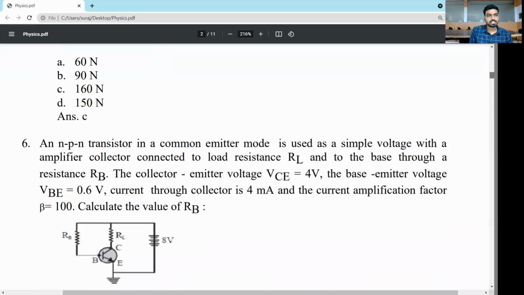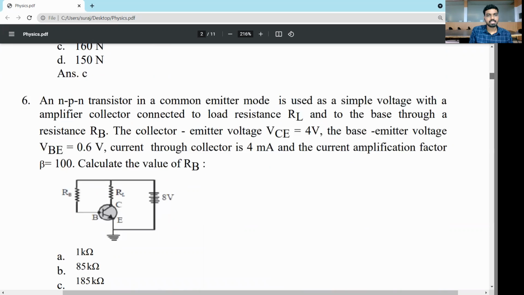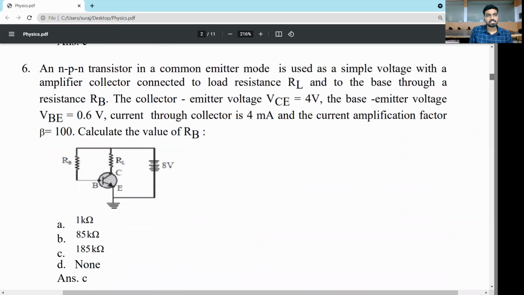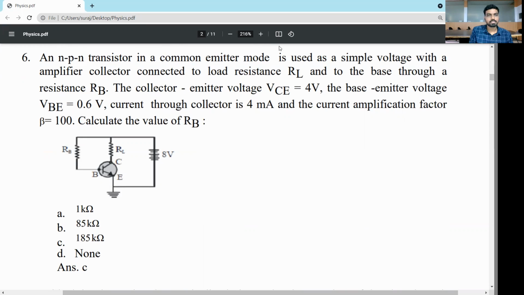Question number 6. What is given here? An NPN transistor in a common emitter. See students, common emitter is the only one in our portion. It is used as a simple voltage amplifier with the collector connected to load resistance RL. Load resistance is the output resistance, and to the base through a resistance RB. Input resistance is base resistance, whereas load resistance is output resistance.